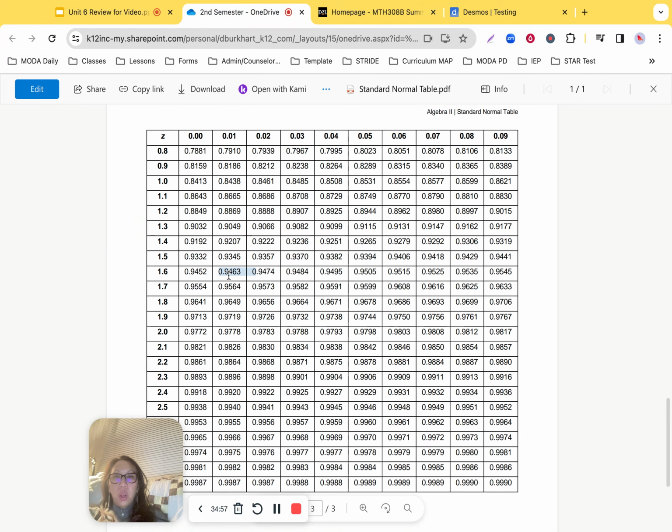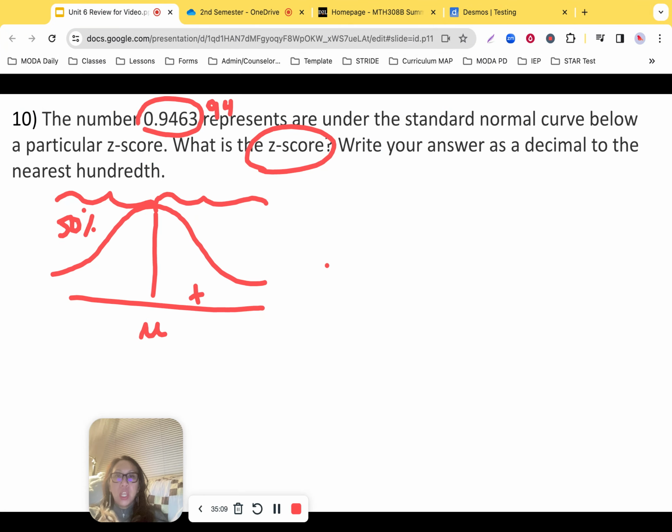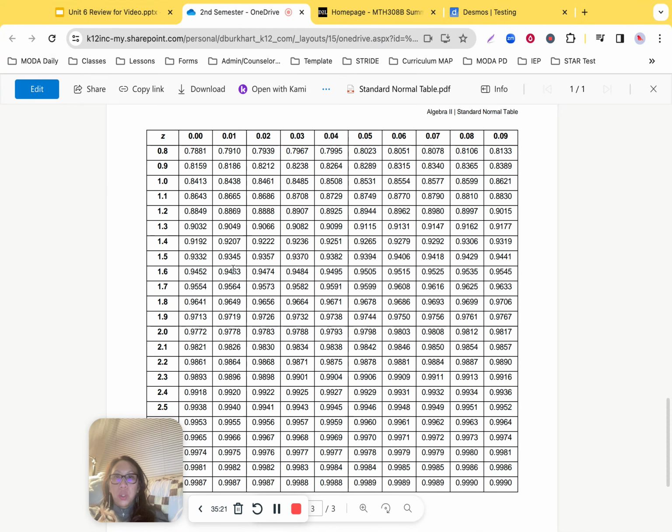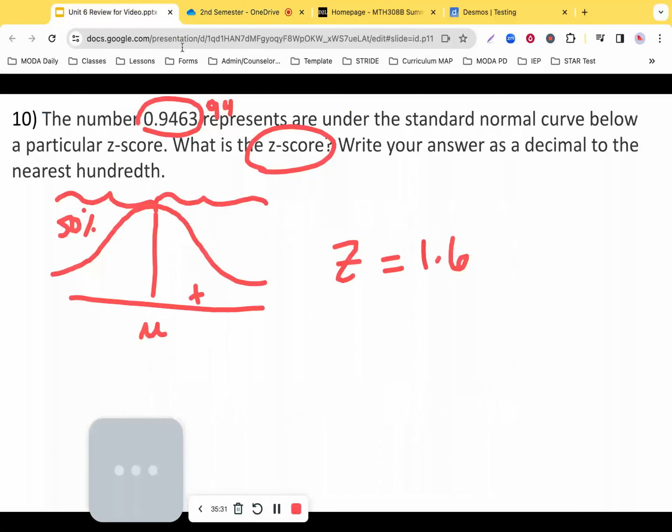Now we are going straight across from that number. Looking straight across at the numbers in the first column of the z-score table, we have 1.6. So the z-score for that is 1.6, but then we need the nearest hundredth. So we line up straight up here, and what would be the number all the way up? It would be 0.01. So we are just adding that one here.